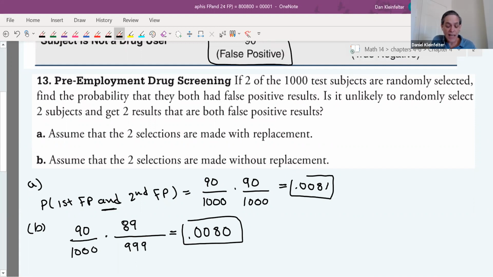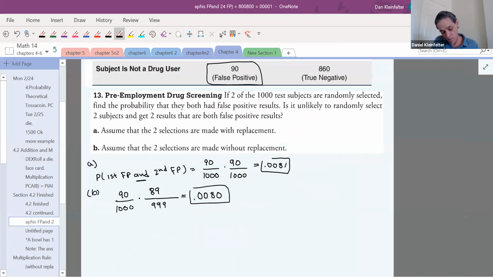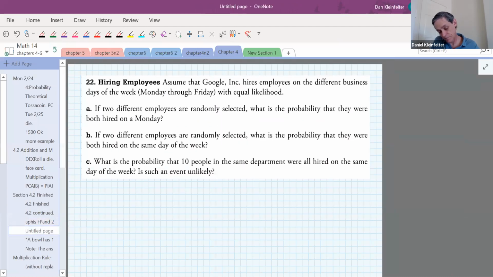Okay, in the second case, we're telling that first person to wait outside while we go select the second person. So the first person could not be selected again. That changes the probability of getting a second false positive because one of the false positives has been removed. Since there are so many people in there and relatively few false positives, that's why these two probabilities came out pretty close to one another. We'll see that come up again.